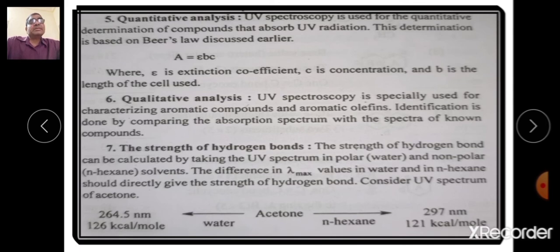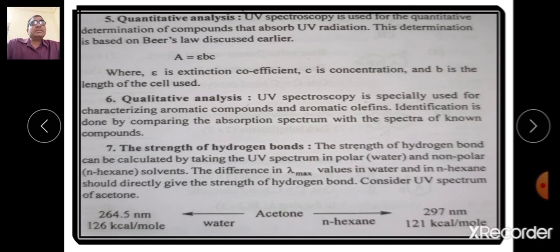The next application is quantitative analysis. Now, UV spectroscopy is used for the quantitative determination of compounds that absorb UV radiation, and this determination is based on Beer's law, as we have discussed in earlier lectures. The relation is A, that is absorbance, is equal to epsilon times b times c, where epsilon is the extinction coefficient, c is the concentration, and b is the length of the cell used.